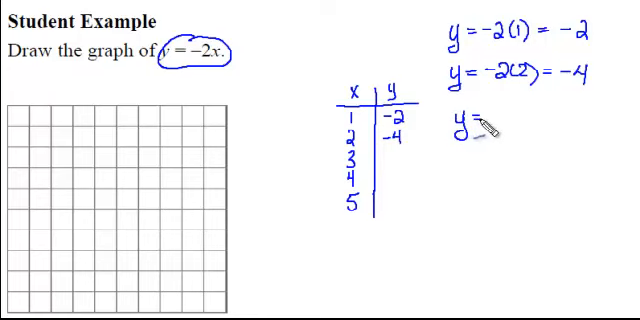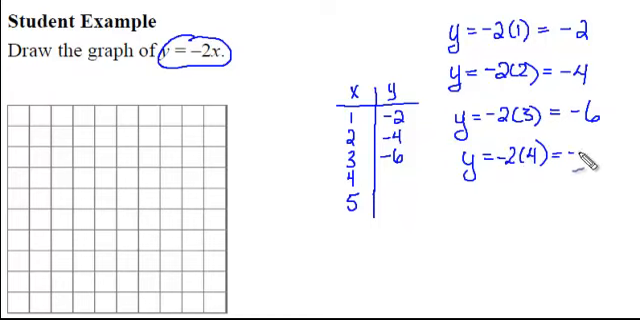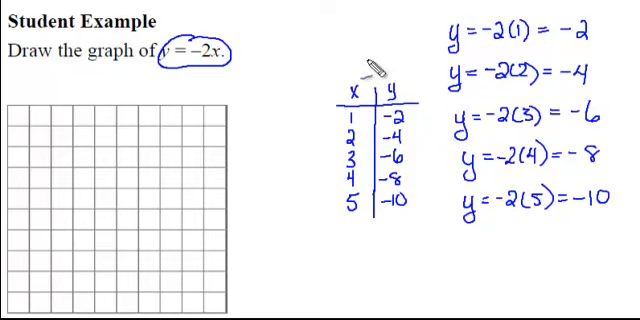Doing the same thing when x equals 3, y would equal negative 2 times 3, which is negative 6. For when x equals 4, y would equal negative 8. And last, for when x equals 5, y would equal negative 10. Now we have x and y coordinates, or an ordered pair, if you will, to plot on the graph.